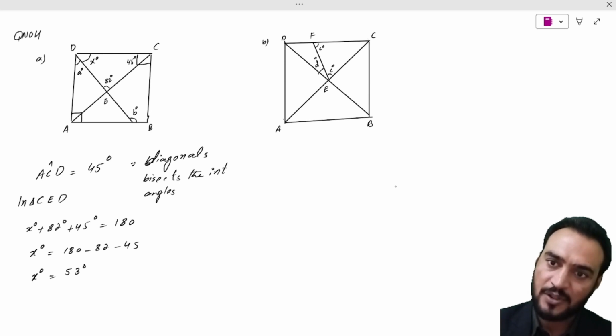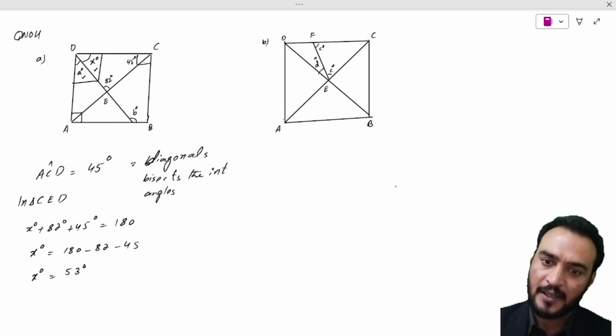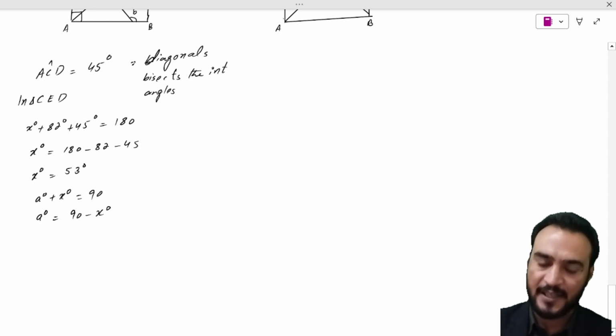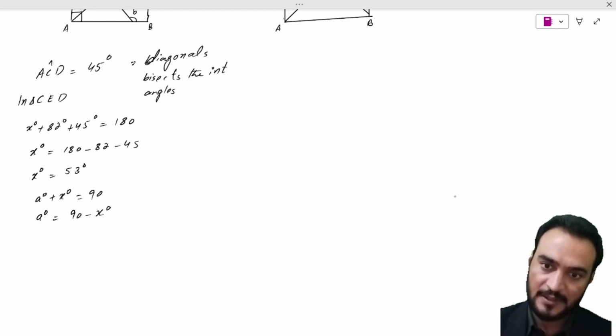As you know, in a square, all the interior angles are right angles. So this is the interior angle, and the sum of a degrees and x degrees will be equal to 90 degrees. So a degrees plus x degrees equals 90 degrees. Hence a degrees equals 90 minus x degrees. Putting the value of x degrees, which is 53 degrees, we get the value of a degrees.